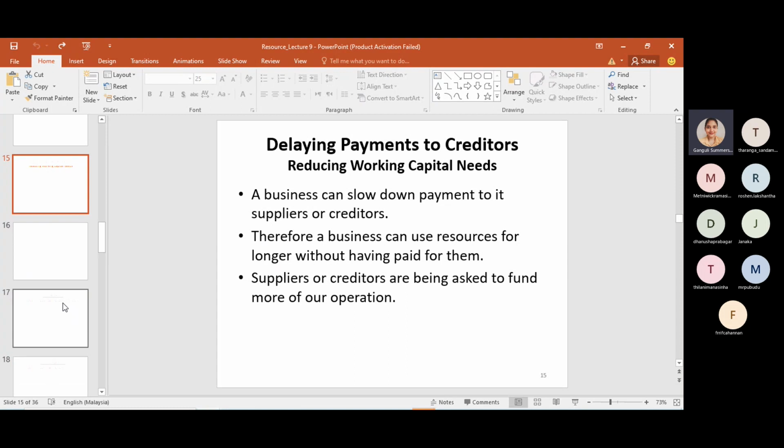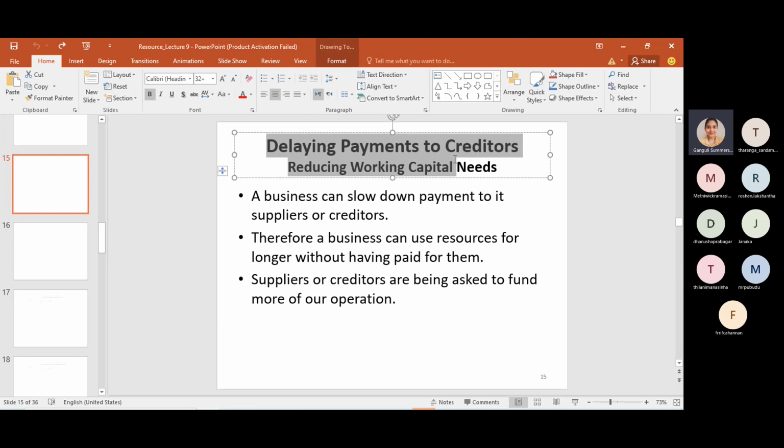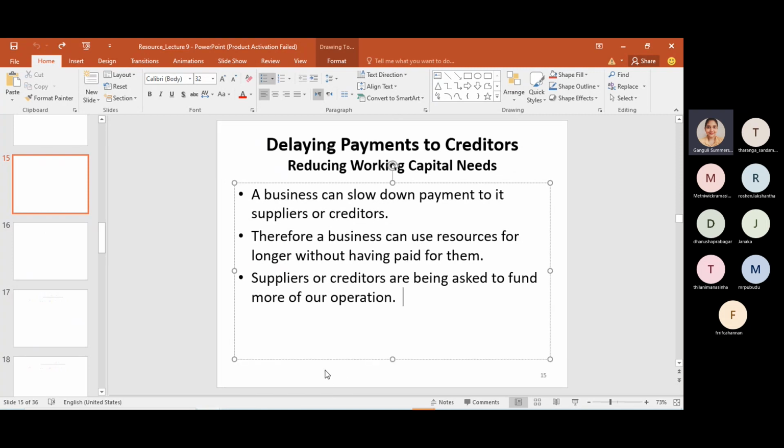And this is another strategy that you can follow to reduce your working capital needs: delaying payments to creditors. මේකත් working capital needs reduce කරන්න පුළුවන් තව strategy එකක්. Delaying payments to creditors. In here, what we do is we delay or slow down our payments to our suppliers or creditors.